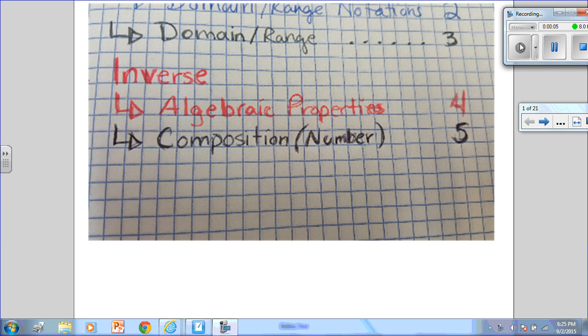Okay, this is your fifth topic for Algebra 2. We're going to start talking about something called composition. We're going to just do numbers first. Composition leads into the final topic of inverse. Okay, so go ahead and copy this into your notebooks.